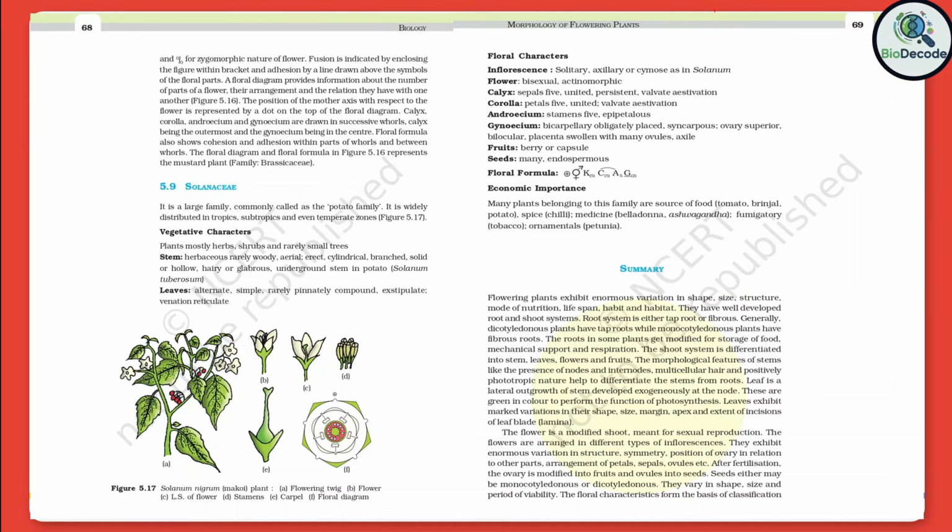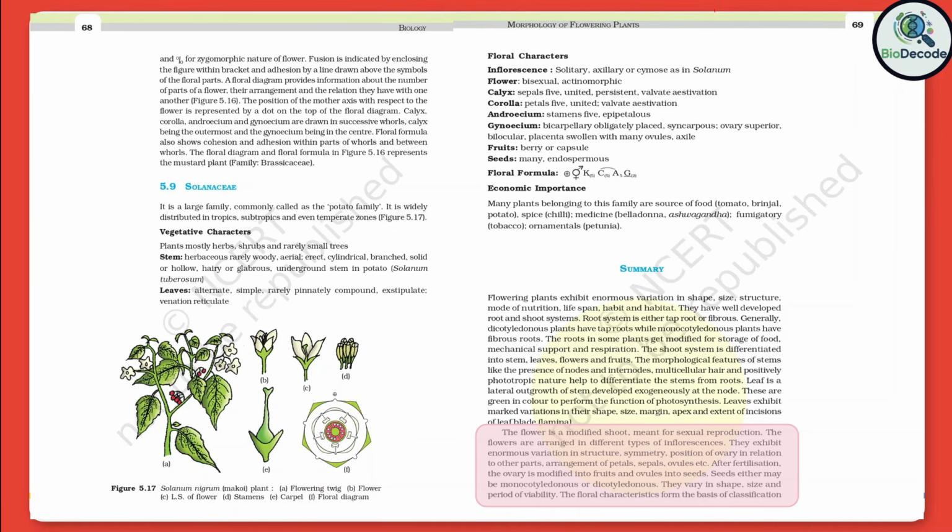The flower is a modified shoot, meant for sexual reproduction. The flowers are arranged in different types of inflorescences. They exhibit enormous variation in structure, symmetry, position of ovary in relation to other parts, arrangement of petals, sepals, ovules, and so on. After fertilization, the ovary is modified into fruits and ovules into seeds. Seeds either may be monocotyledonous or dicotyledonous. They vary in shape, size, and period of viability.